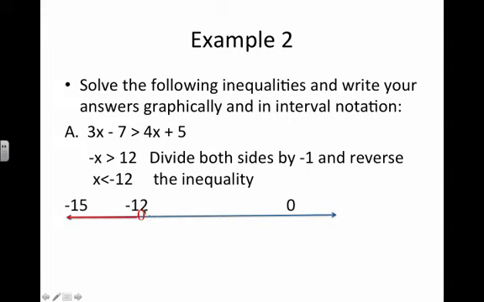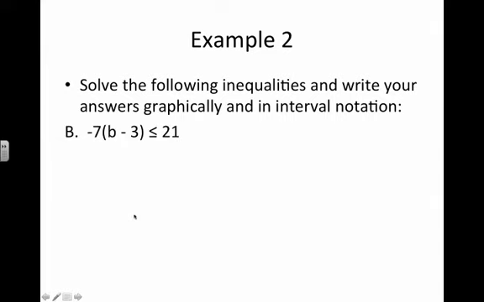So again, you have an open endpoint at negative 12, and your arrow is going to extend to the left in the direction of negative infinity. So writing your answer in interval notation will be open parenthesis, negative infinity, comma, negative 12, and then again another parenthesis because of the open endpoint.